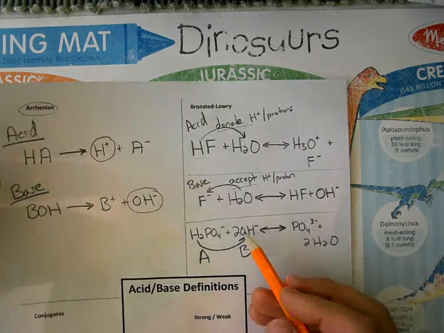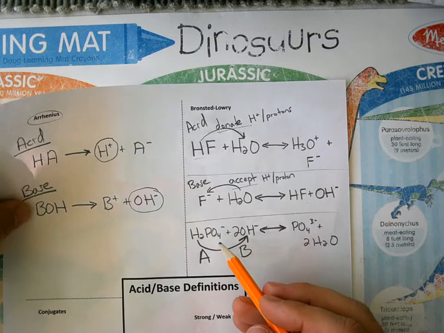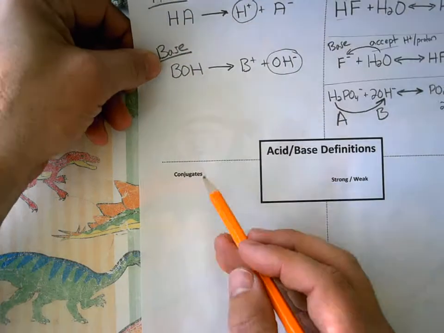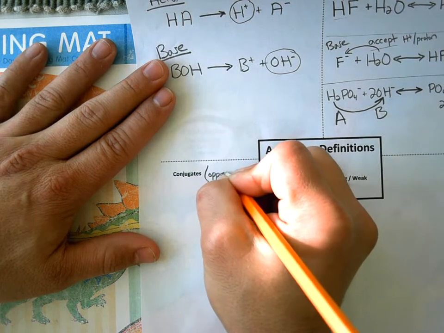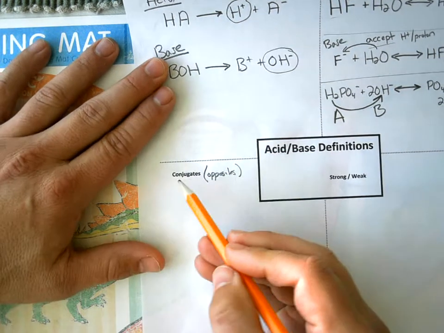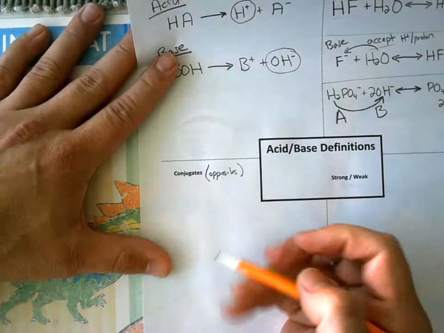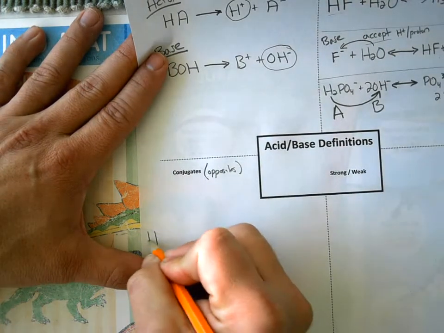Okay, now this Bronsted-Lowry definition also brings up the concept of conjugates. Now conjugates, I want you to think, are opposites in a way. So whenever you think of the word conjugate, I want you to think of opposite. And I really like that last reaction we just wrote out.